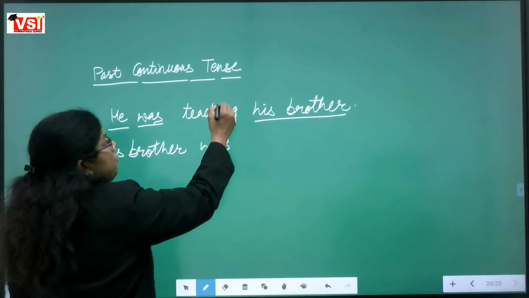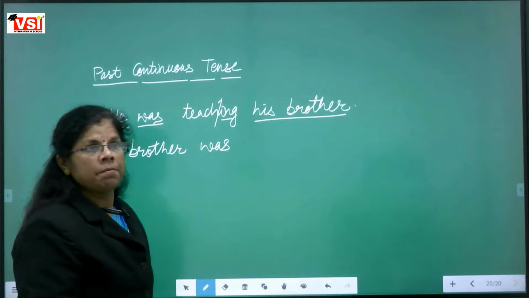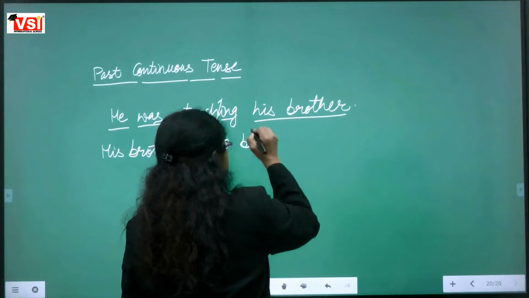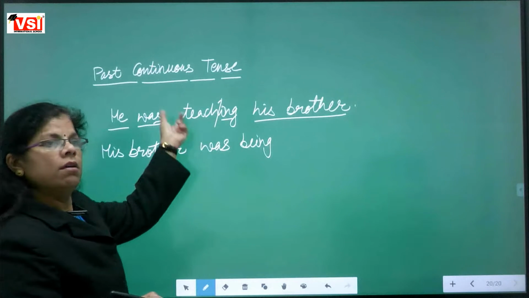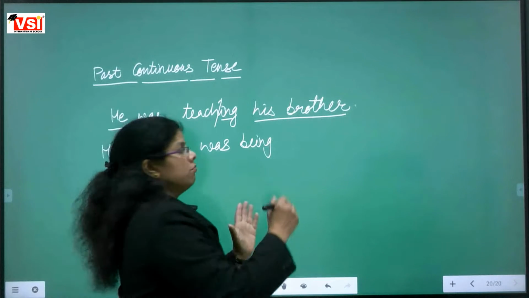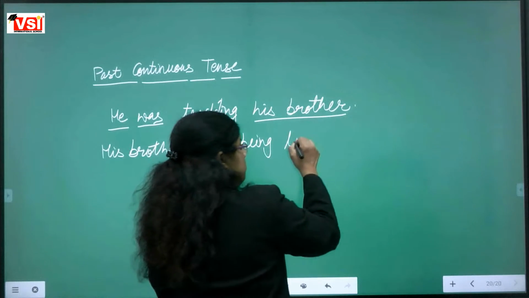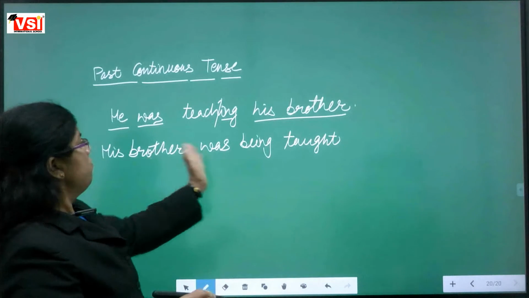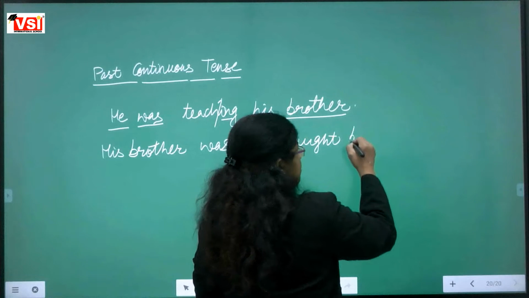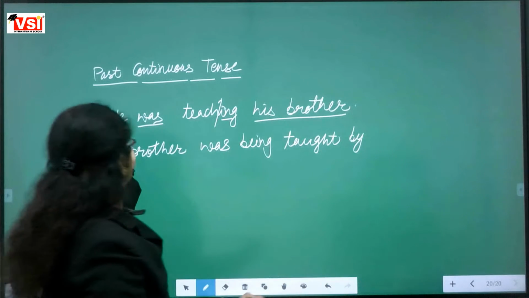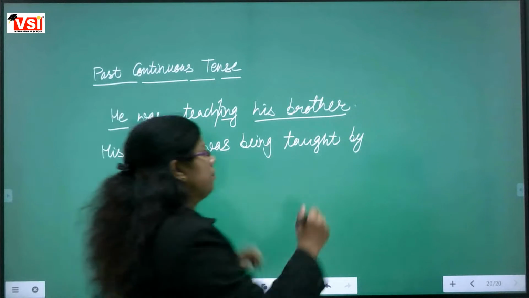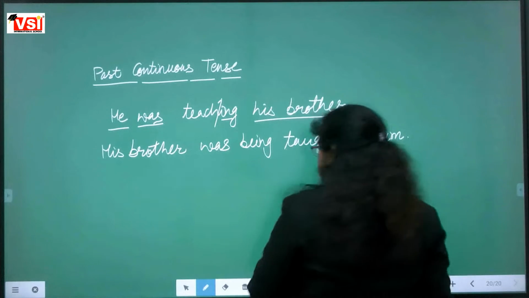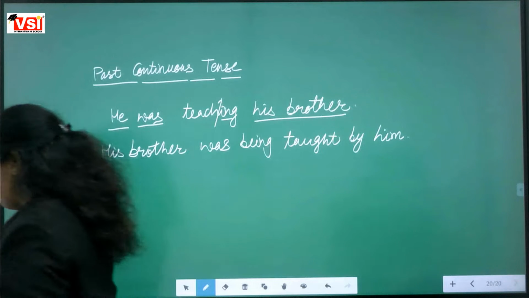Again, we are having an ing word. So it will be broken into two parts again. ing will be added into be. It will become being. Teach will become its third form, taught. His brother was being taught by him. By is a preposition, and he will become him, because he is used as a subject and him is used as an object.